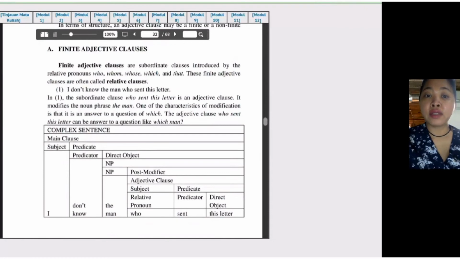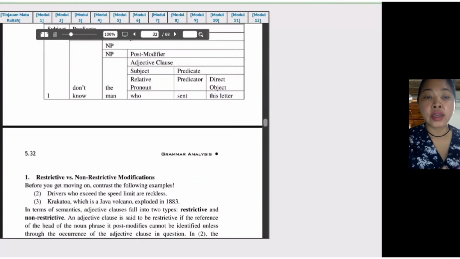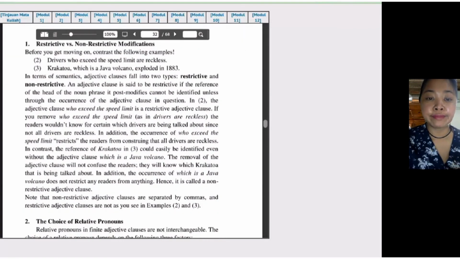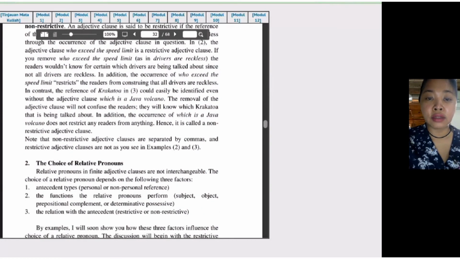So as we see here, finite adjective clauses are subordinate clauses introduced by the relative pronouns who, whom, whose, which, and that. Those are finite adjective clauses. They are also called relative clauses. And for relative clauses, there are two parts, like restrictive versus non-restrictive modification, and then also the choice of relative pronouns.